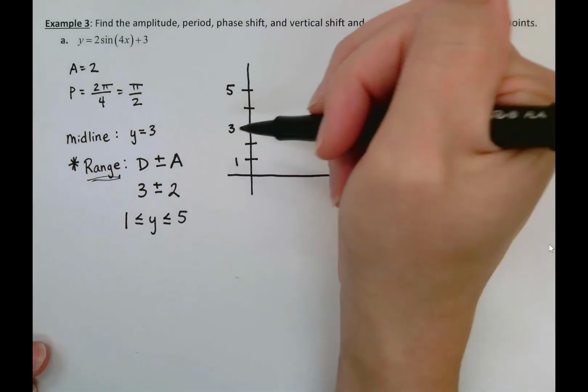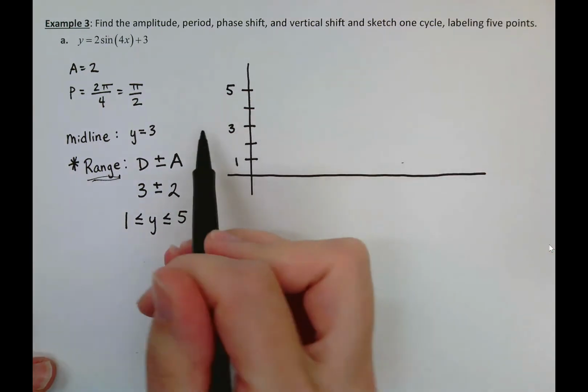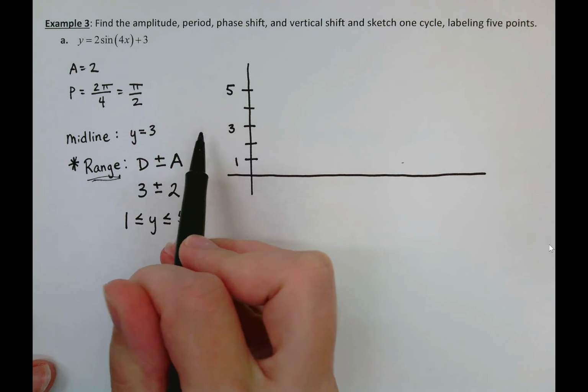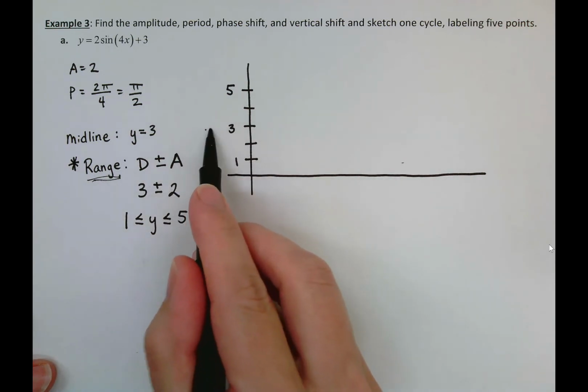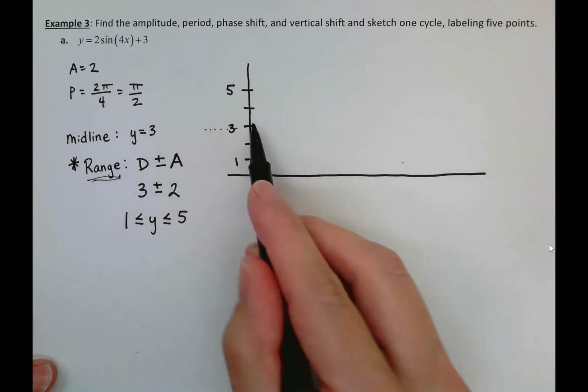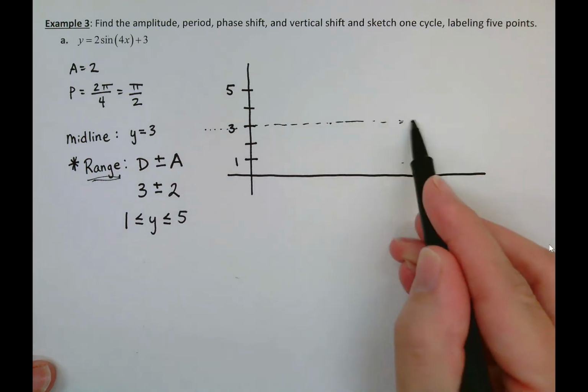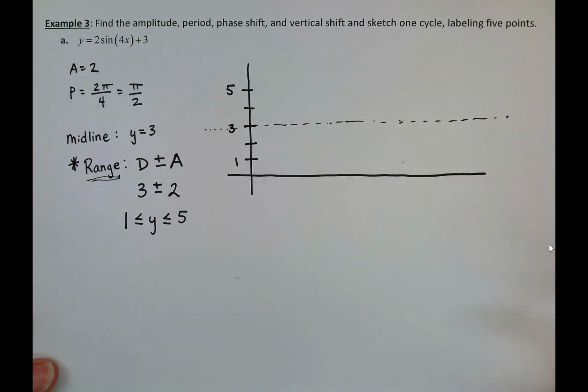The next thing I want to do is draw a lightly dashed line at the midline. So I'm going to go ahead and do that. So I know that this is where my graph is going to be centered around, instead of being centered around the x-axis like we're used to. Okay, so just in your mind, just kind of shift that axis up to that 3. So that's the midline right there.